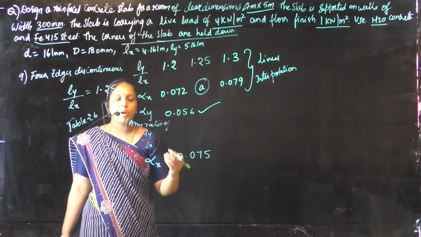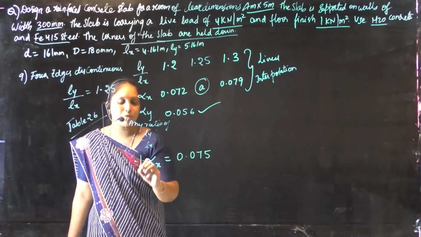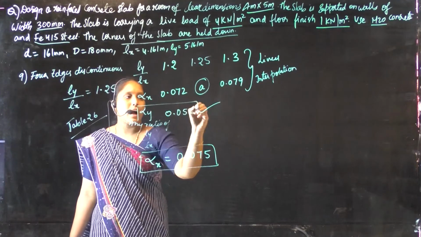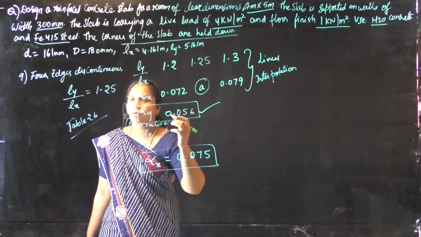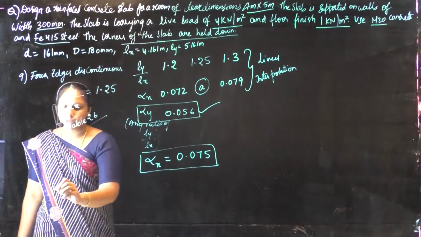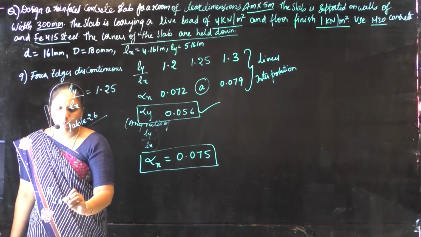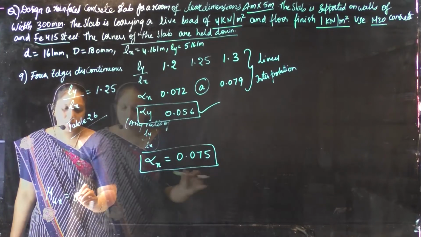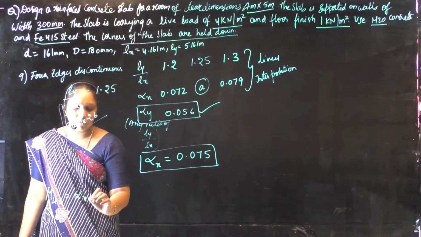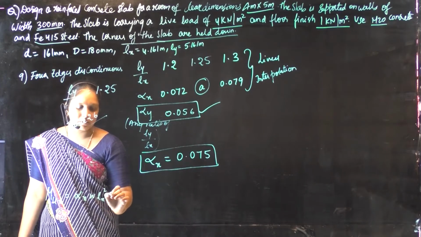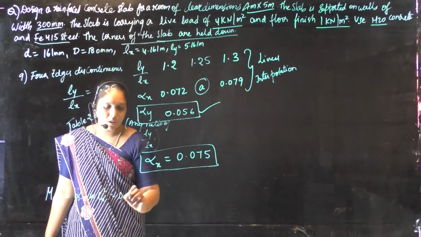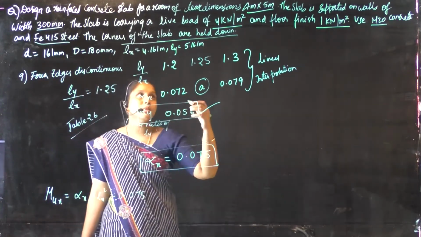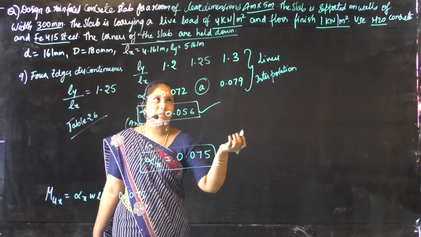Now we have calculated the bending moment coefficients, alpha x as well as alpha y. What do we have to calculate now? We have to calculate Mux and Muy. How do we calculate Mux? Mux = alpha x * w * Lx square. Here alpha x is 0.075, multiplied by w. What is w? It is the load which we have calculated previously.